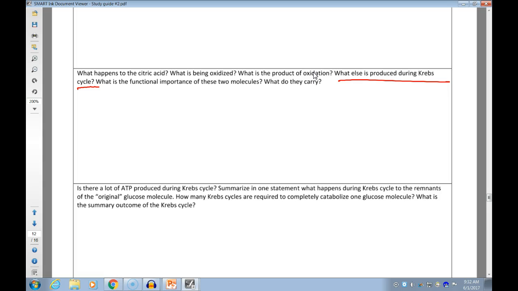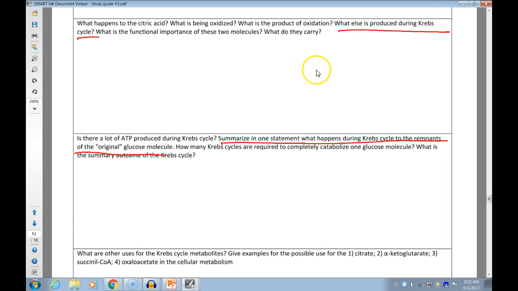Not a lot of ATP. What happens to the remnants of the original glucose molecule during Krebs cycle? During Krebs cycle, glucose is completely oxidized. Krebs cycle finishes the oxidation of glucose. How many Krebs cycles? 2 to oxidize 1 glucose molecule. Summary outcome, including transition stage. Know the molecules that are produced.